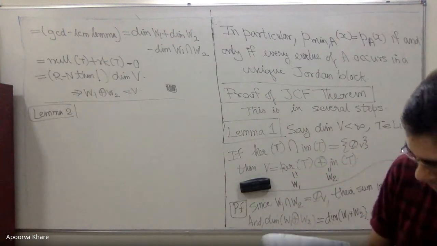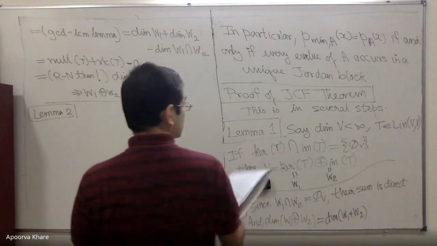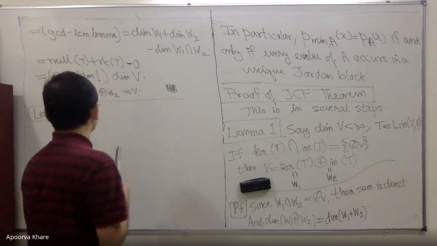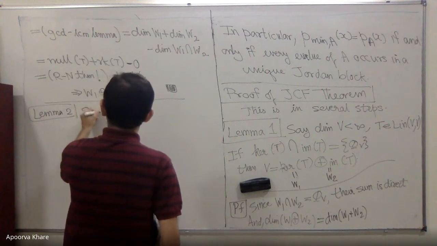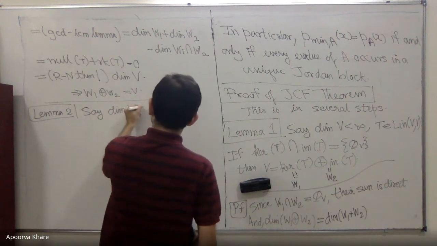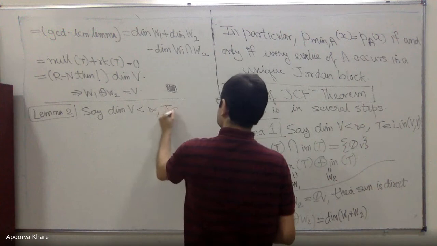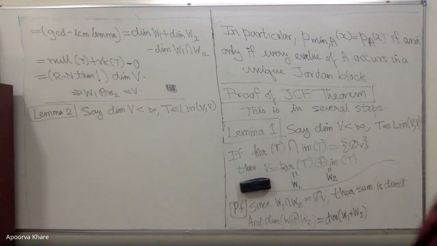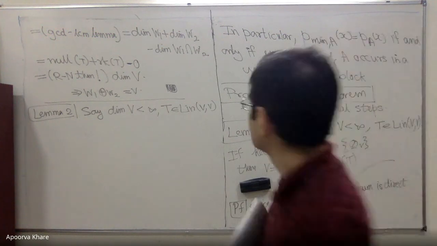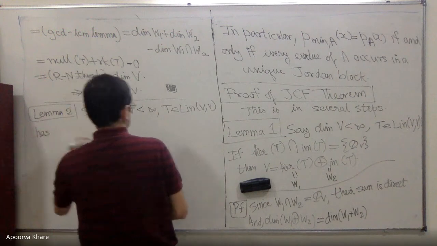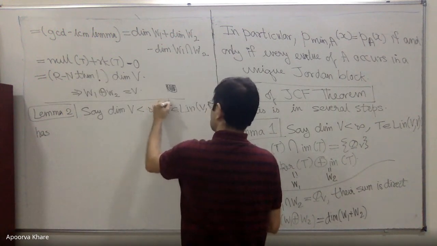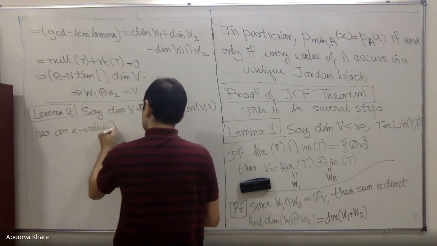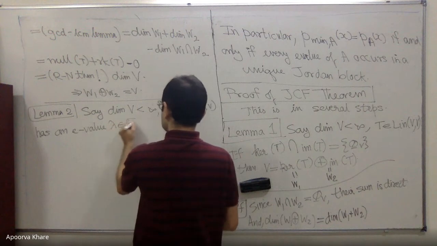Lemma 2 says, suppose I have again the usual finite dimensional vector space V, but this time with a linear map. I'm extra imposing a condition on the eigenvalue. And then T, of course, is in L(V), and T has an eigenvalue lambda. Of course, obviously lambda is in the scalars.